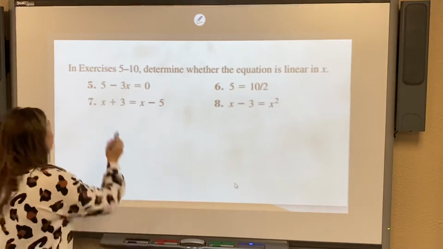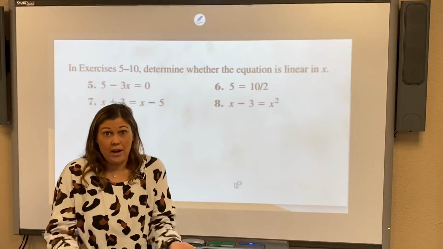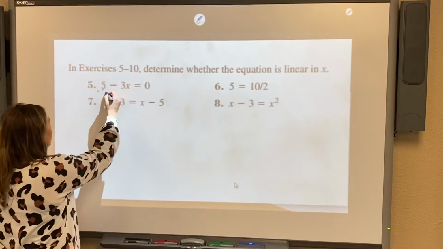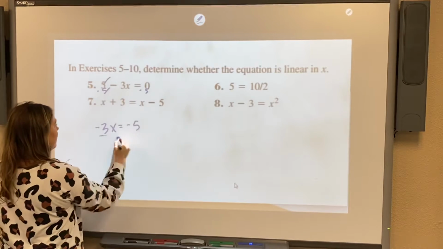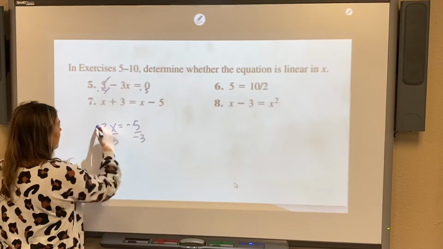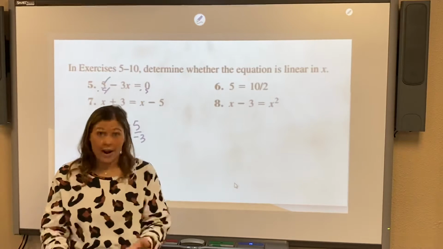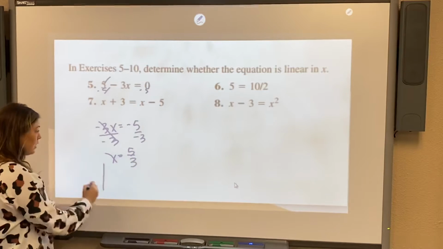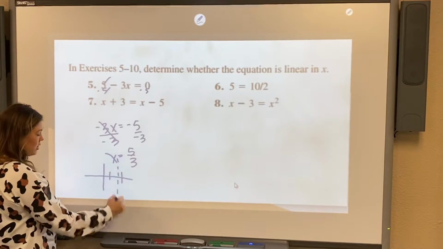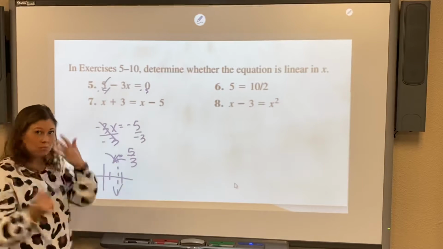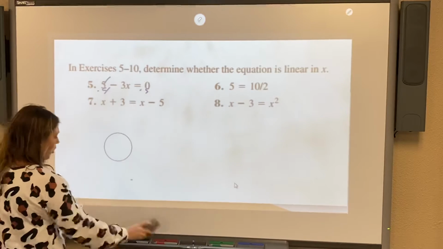So here we have 5 minus 3x is equal to 0. You just think, can I solve for x? Subtract 5 from both sides: -3x is equal to -5. Divide by -3. x is equal to 5/3. Okay, we solved for x. We can graph this. At x equals 5/3, that's between 1 and 2, so that would be a dashed line. There, it's linear. So that's all we're doing here.